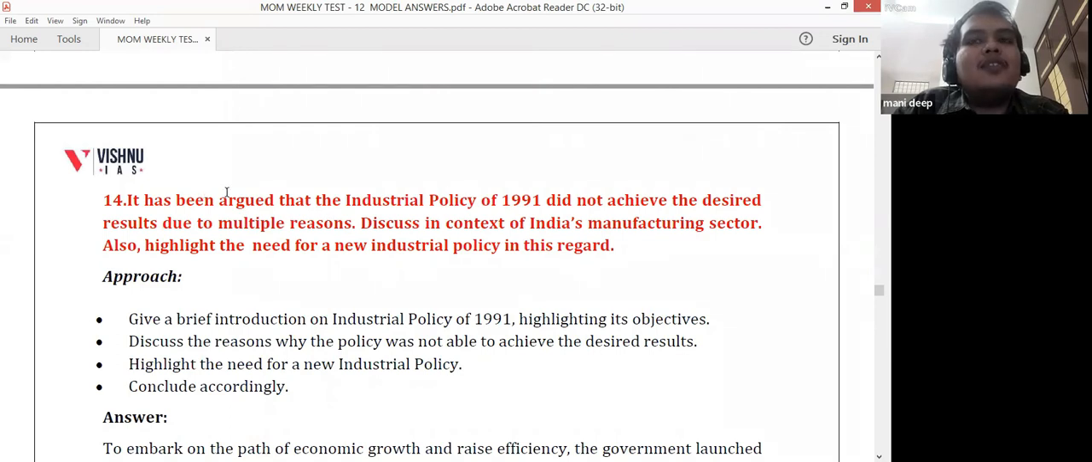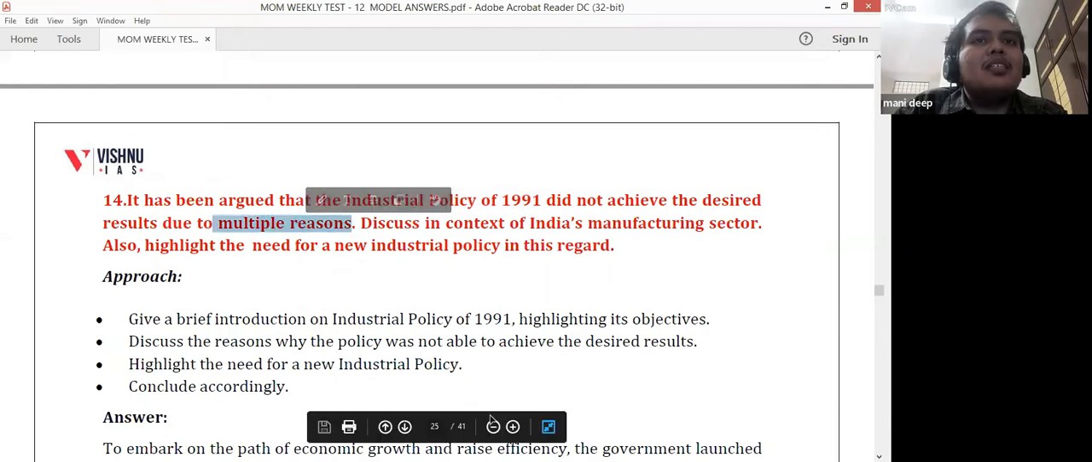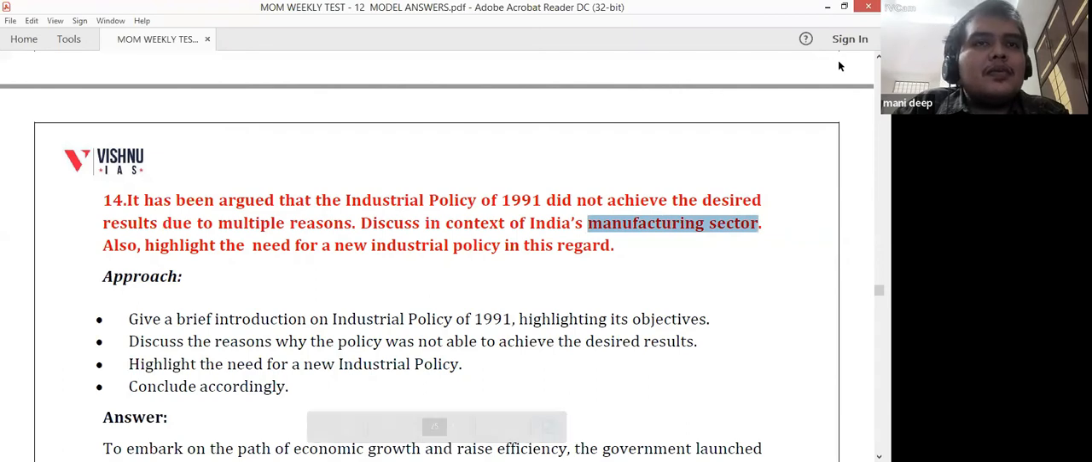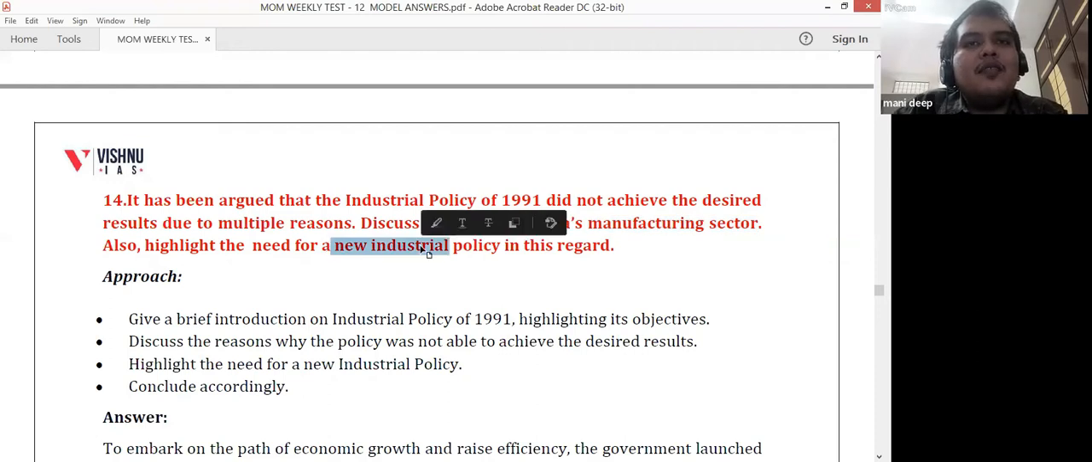Next, question 14: the industrial policy of 1991 did not achieve the desired result due to multiple reasons. So we have one policy change from 1991 with some objectives which this policy did not achieve. They are asking, in that context, to find out why India's manufacturing sector is underperforming. Then they are asking about a new industrial policy: why do we need a new industrial policy?